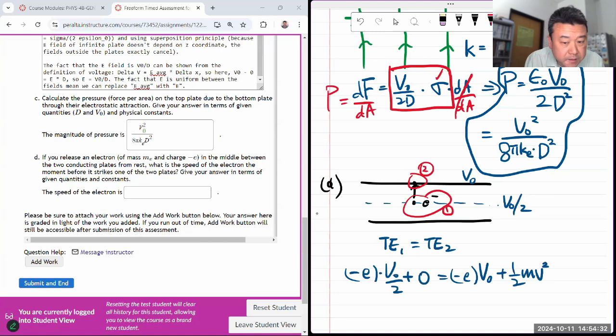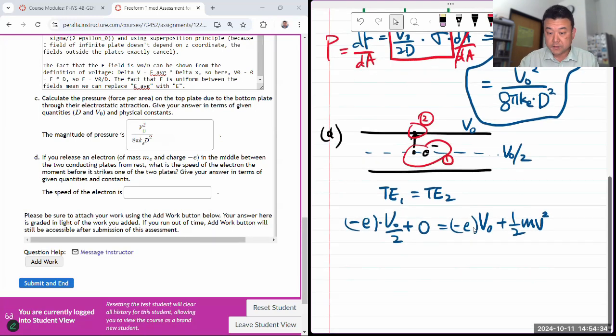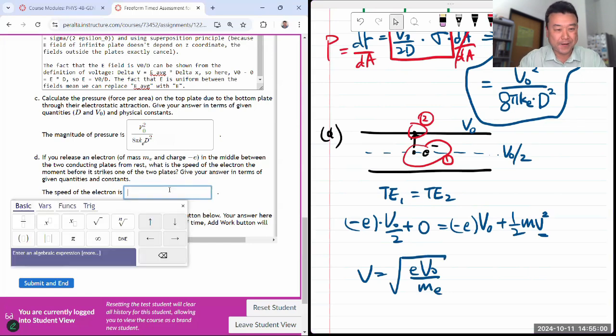I'm being asked for speed, right? So it's a matter of just solving for this lowercase v for speed. In the interest of time, I'm going to do the algebra in my head. v is equal to, the 1/2 cancels out, the square root of E V naught over m_e. I think that's it. We'll look up the answer later and see if I got it wrong.